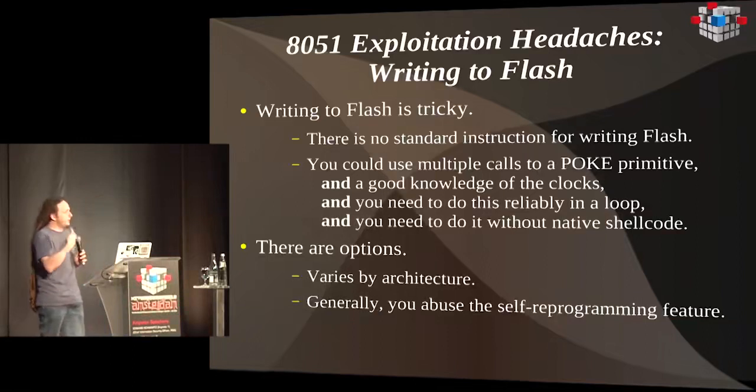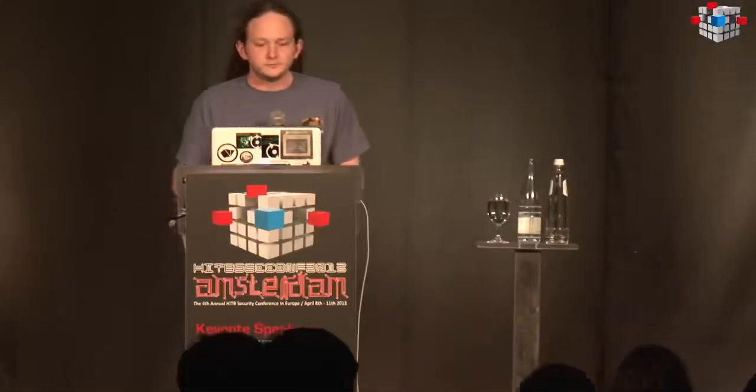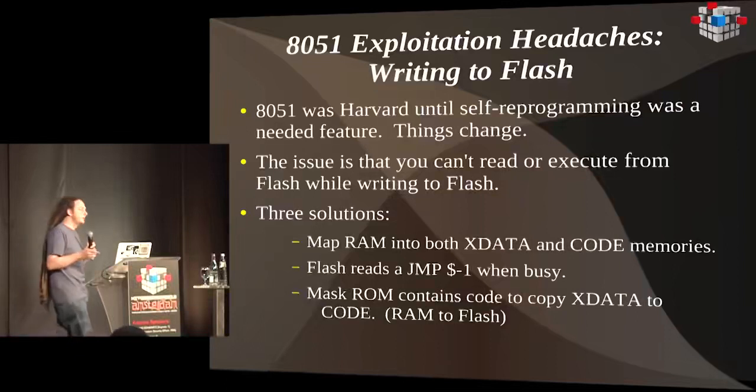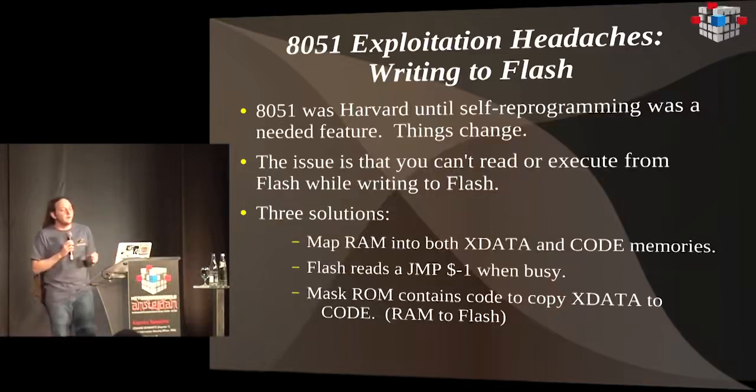And these self-reprogramming features are sort of a loophole around these limitations. If the chip crashed every time you tried to fetch an instruction from flash memory while programming flash memory, then the architecture would be hell to write a self-reprogramming program for. So the loopholes that they wrote in, one is that they map RAM into both data and code. And if they do that, then you can execute from RAM. So you just run from RAM while you're writing to flash memory.